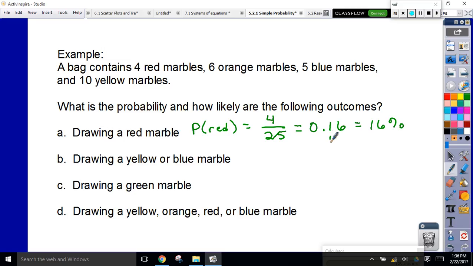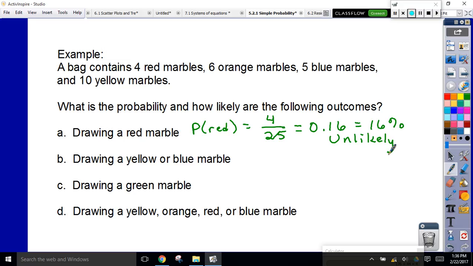Unlikely. So let's write unlikely. Okay, and letter B is drawing a yellow or blue marble. When it says yellow or blue, it means either color is okay. We want to either get a yellow one or a blue marble.